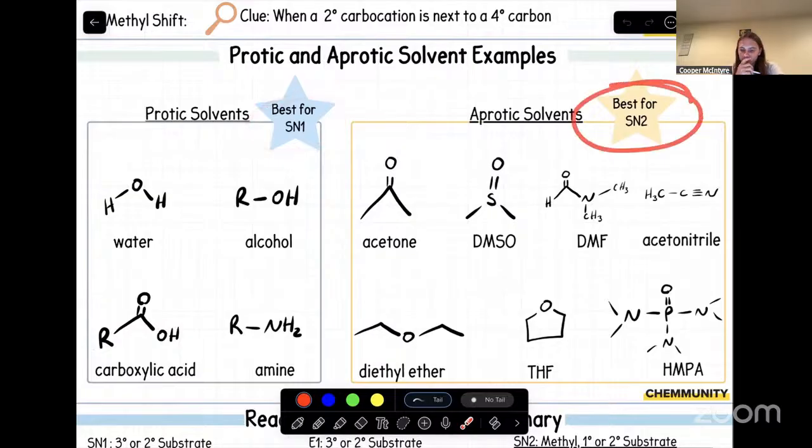And then for SN2 reactions, we prefer having polar aprotic solvents. So if we're looking at acetone, for example, we don't have any good hydrogens that we could steal very easily. But if we're looking at this carbon, it has a partial positive charge. And if we're looking at this oxygen, it has a partial negative charge. So since we still have that polarization, it can help us stabilize some of the things we need to look out for in terms of SN2 reactions.